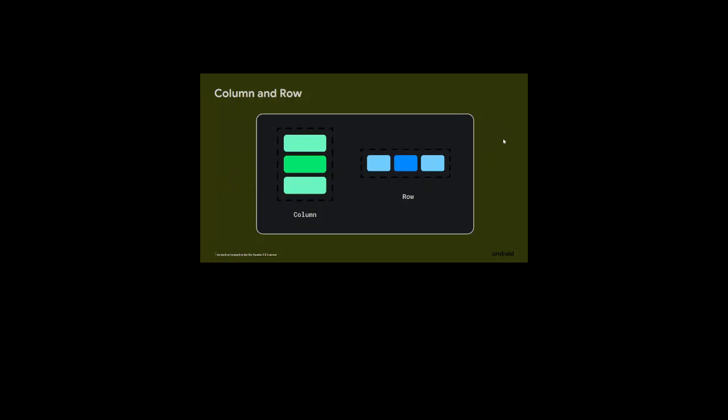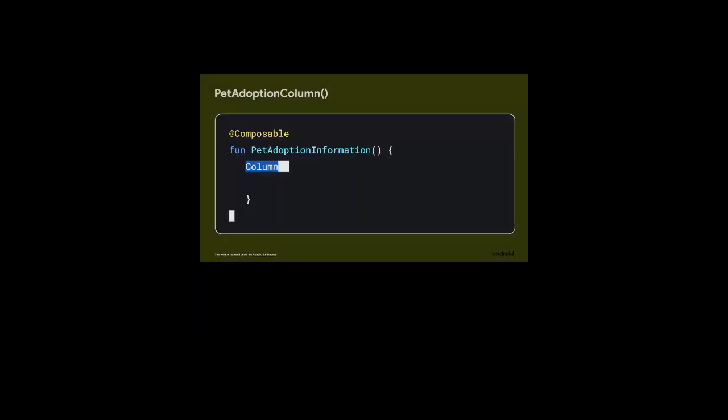So you have to explicitly specify that you want to display them in a column. Column means they will be arranged vertically. If you want to arrange the text fields horizontally, you say it's a row. So this is the syntax to specify a layout.